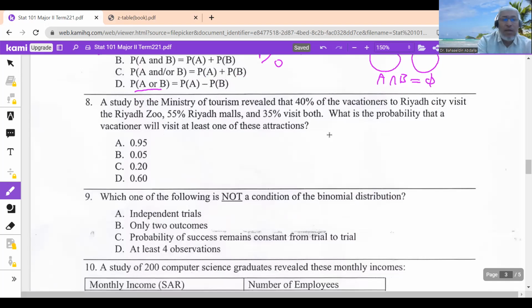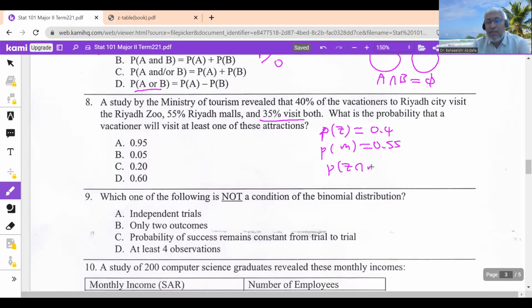A study by the Ministry of Tourism revealed that 40% of the vacationers to Riyadh city visit the Riyadh Zoo. So we can say that probability of visiting Riyadh Zoo is 0.4. 55% visit Riyadh malls. So we can say that probability that a visitor will go to a mall is 0.55. 35% visit both. Both means zoo and mall. So the intersection between the two is 0.35.